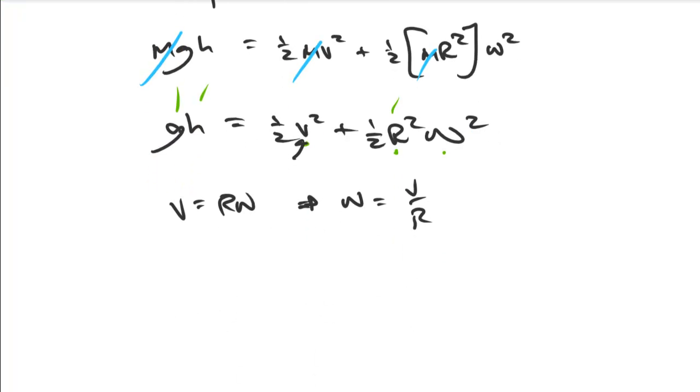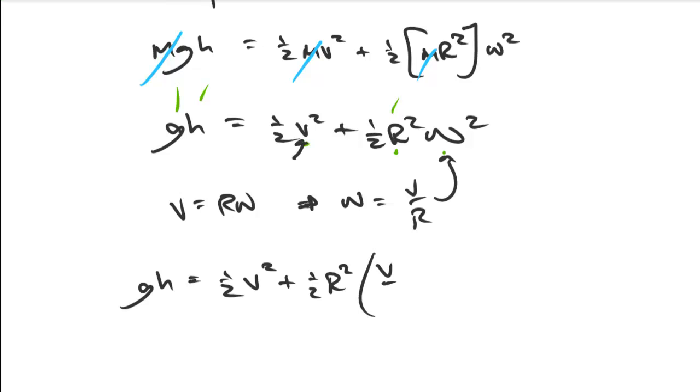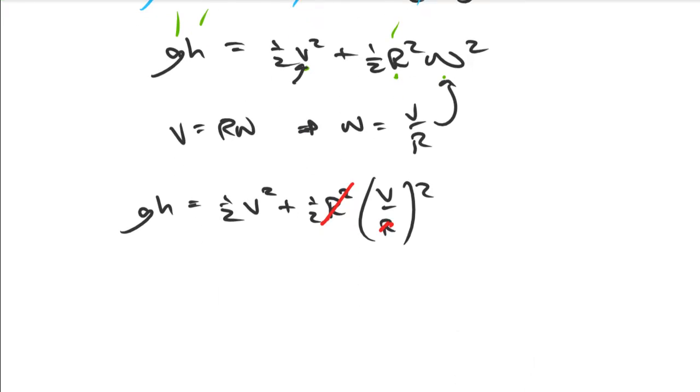So if I make this substitution, then we have gh is equal to 1/2 v squared plus 1/2 r squared times v over r squared, which then this r squared will cancel with this r, which gets squared, right? And we got rid of r. We got rid of one of our unknowns. Actually, we got rid of 2 of our unknowns, the omega and the r, at the same time.